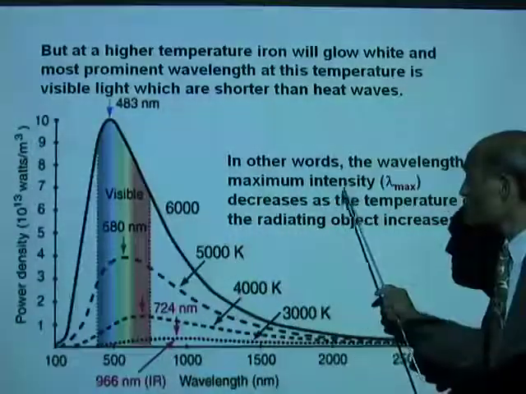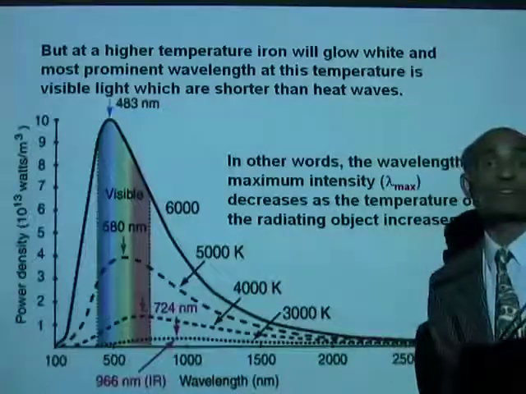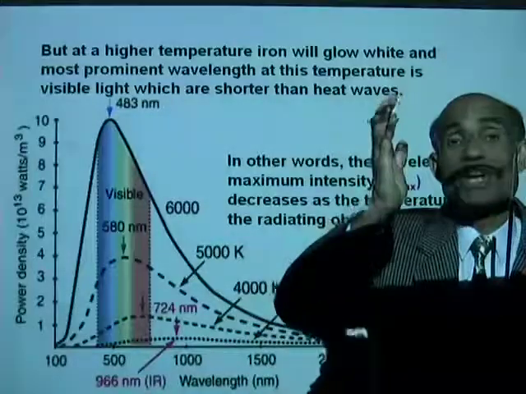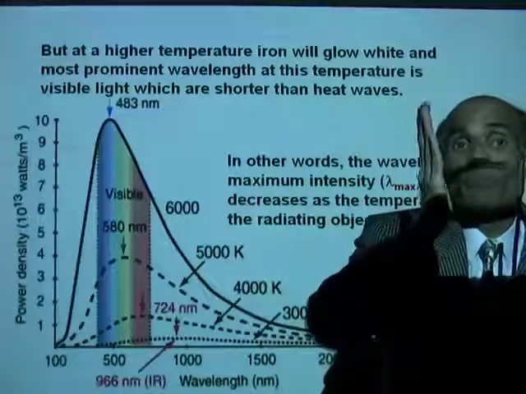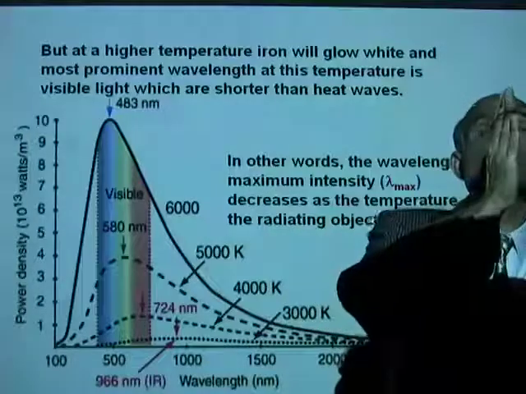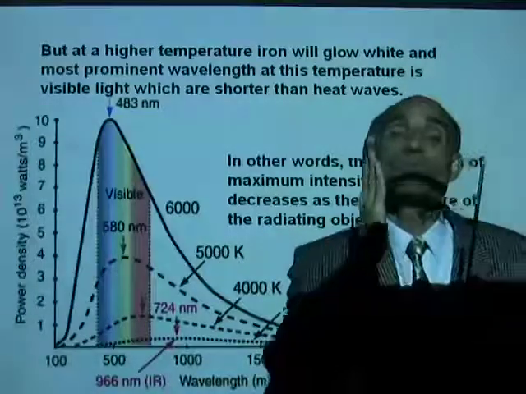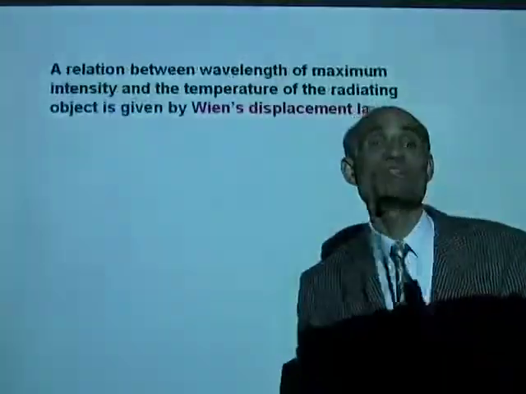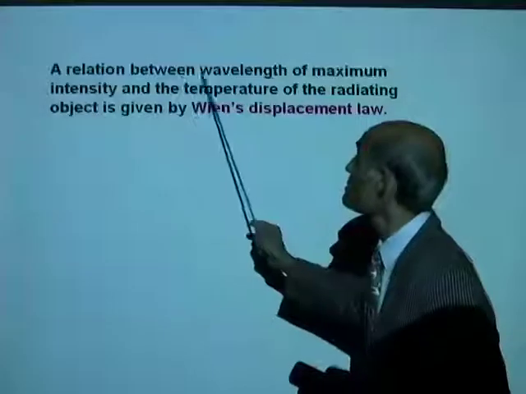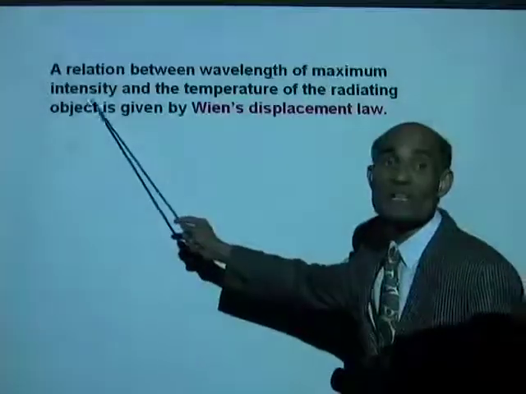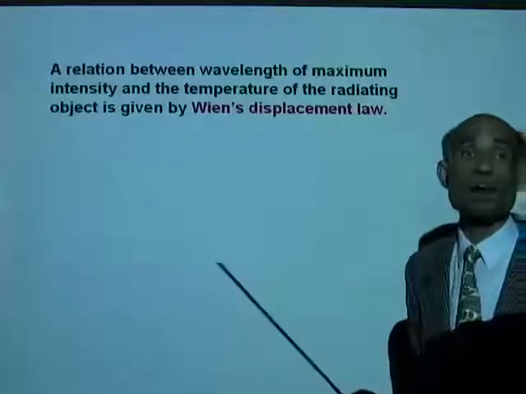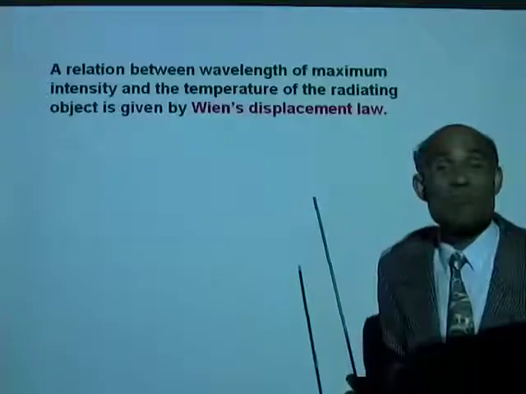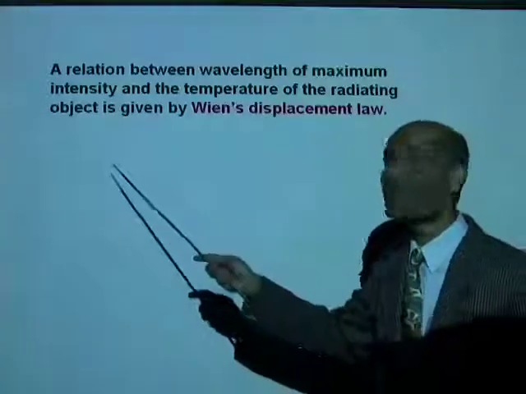Is that right? Now, this is a very important law in radiation. What is that law again? As the temperature increases, the wavelength of the maximum intensity radiation will decrease. The maximum intensity radiation will become shorter and shorter and shorter wavelength. A relation between wavelength of maximum intensity and the temperature of the radiating object is given by Wien's displacement law, a very important law, and I'm going to give that to you.